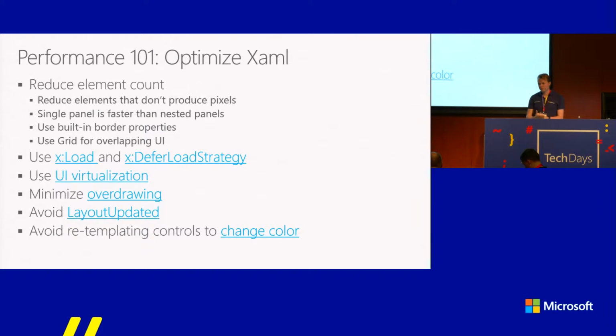Panels have border properties these days. You don't need to put a border in your template anymore. You can just define your borders on your panels and in that way save an unnecessary border. And try to use grid for overlapping UI. Grid has been optimized for overlapping UI compared to using alignment like margin and padding to put things on top of each other. And reducing element count especially helps in lists. In lists, every element will duplicate all the elements that you have in your templates. And there's additional information on MSDN on this.